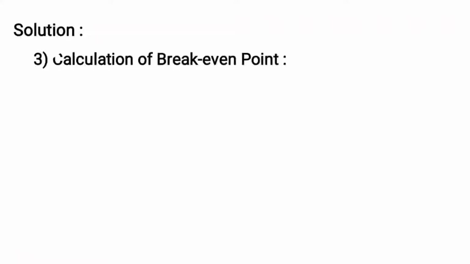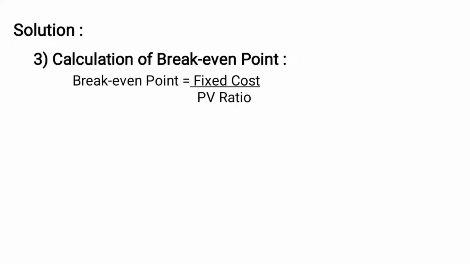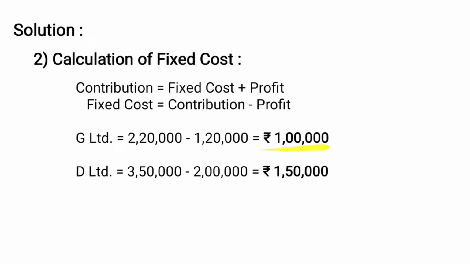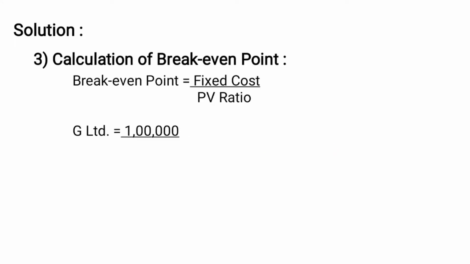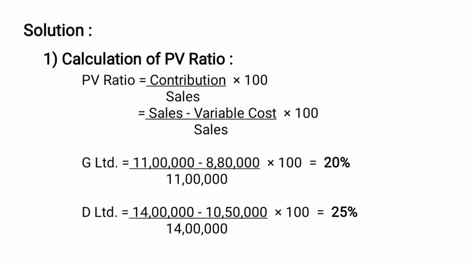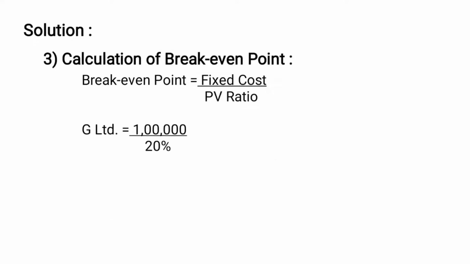Third, calculation of break-even point. Break-even point is equal to fixed cost divided by PV ratio. For G Limited, fixed cost amount is rupees 1 lakh. So we'll record it rupees 1 lakh divided by PV ratio. So PV ratio we have calculated as 20% for G Limited. So we'll record it 20%, which will be equal to rupees 5 lakhs.